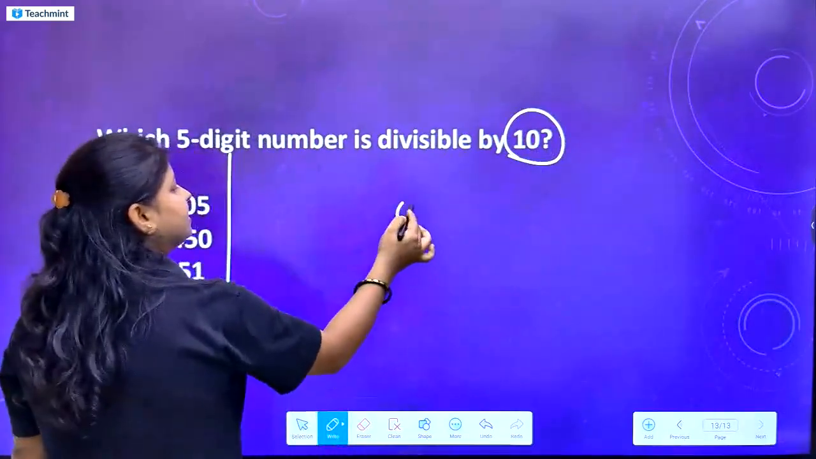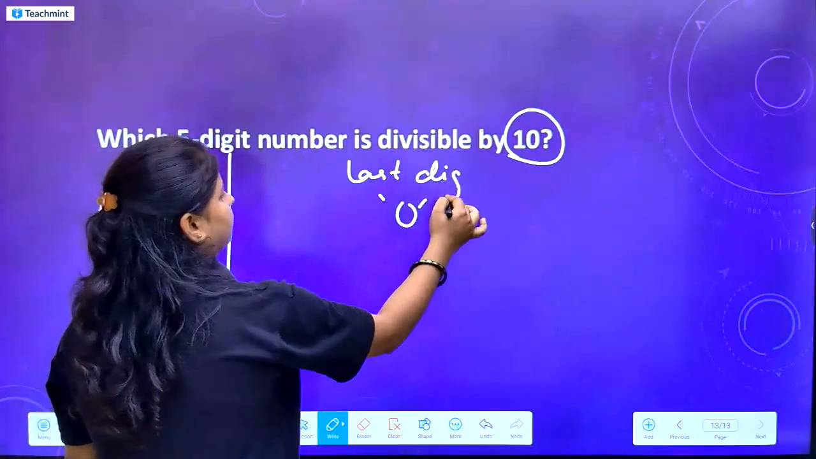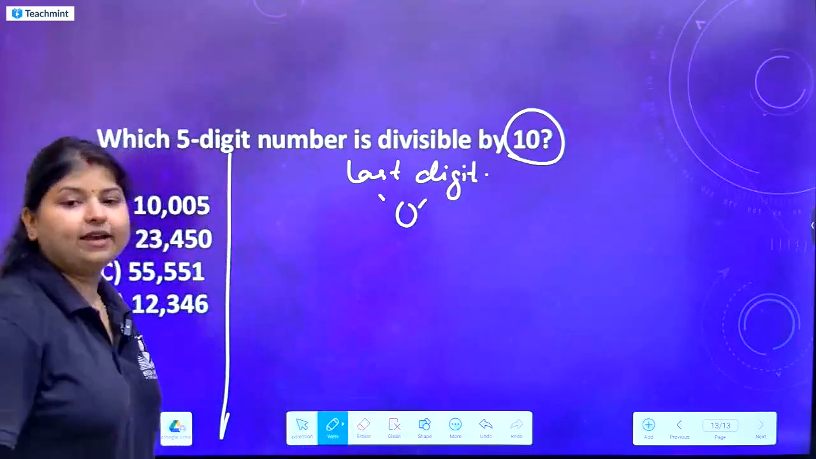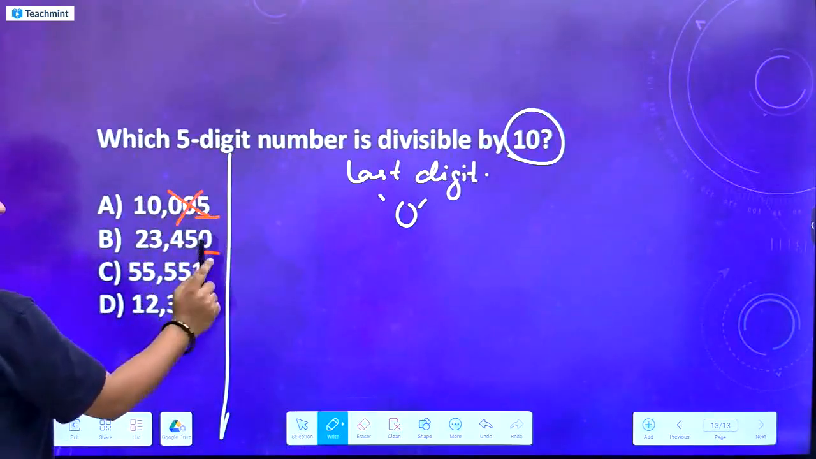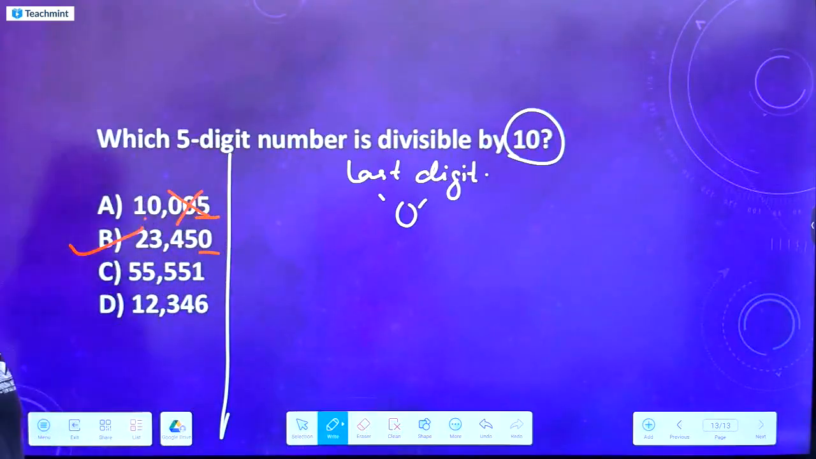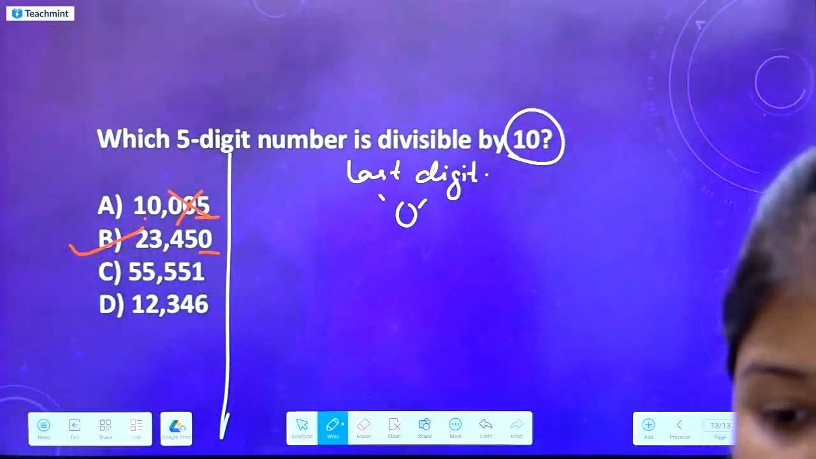Divisibility rule of 10 says last digit should be 0. Right? Last digit should be 0. I have 5 at the end. Can't be my answer. 0 at the end. Option B is my answer.